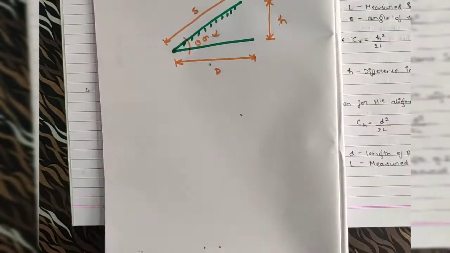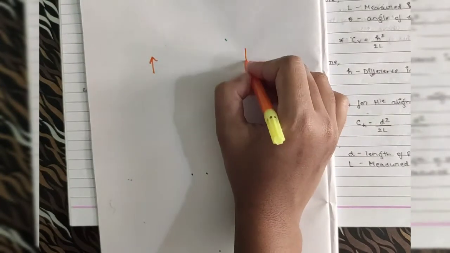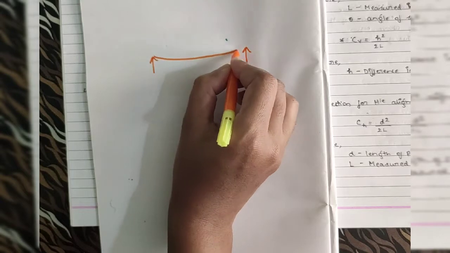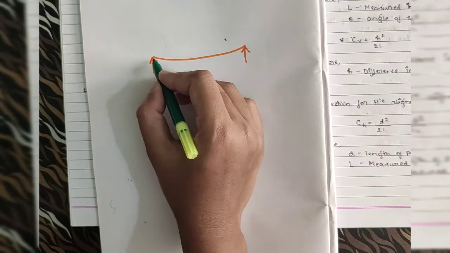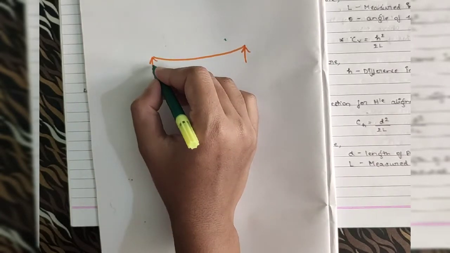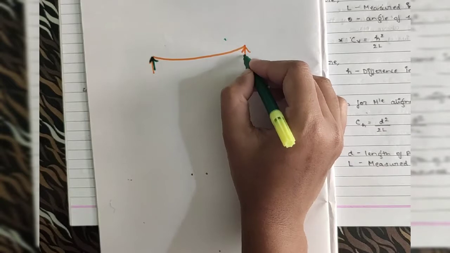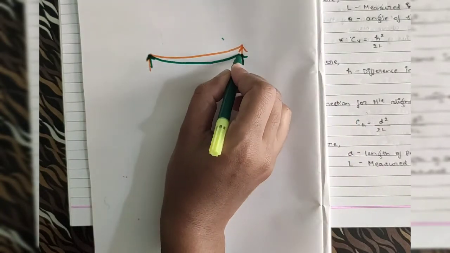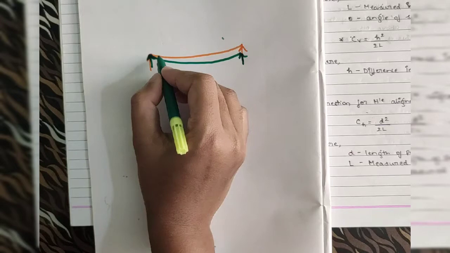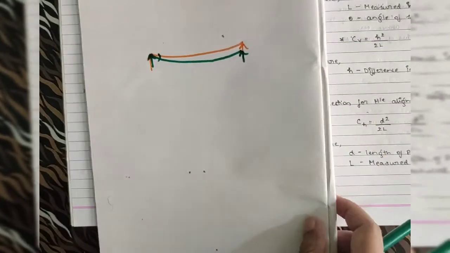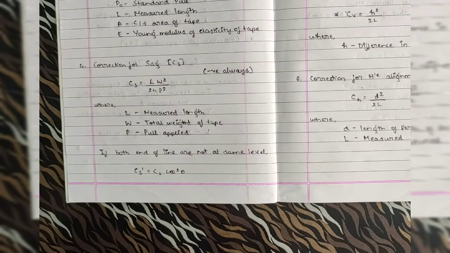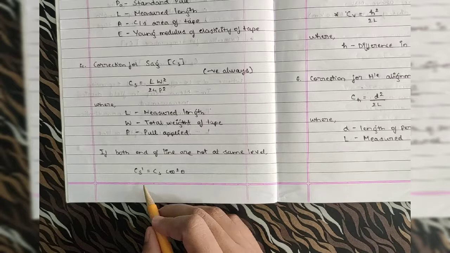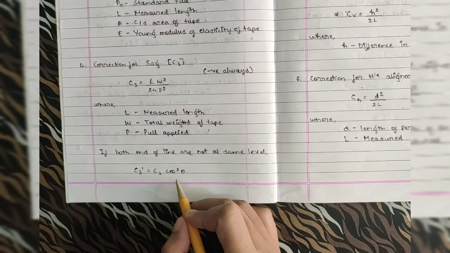This correction for sag is applied when the tape is held between supports something like this, isn't it? Here the supports are at the same level. Suppose they are not at the same level, and there is a difference in level here. Then the angle is given, and when both ends are not at the same level, you have this formula: CS dash is equal to CS cos square theta.